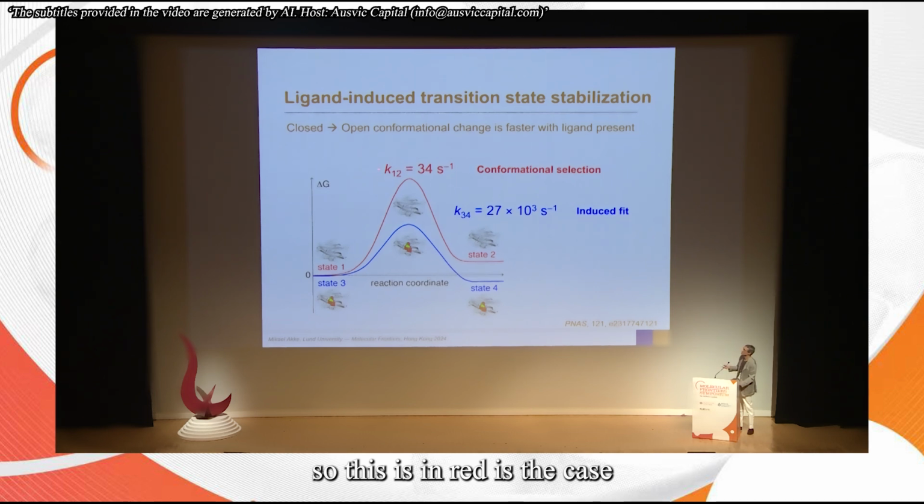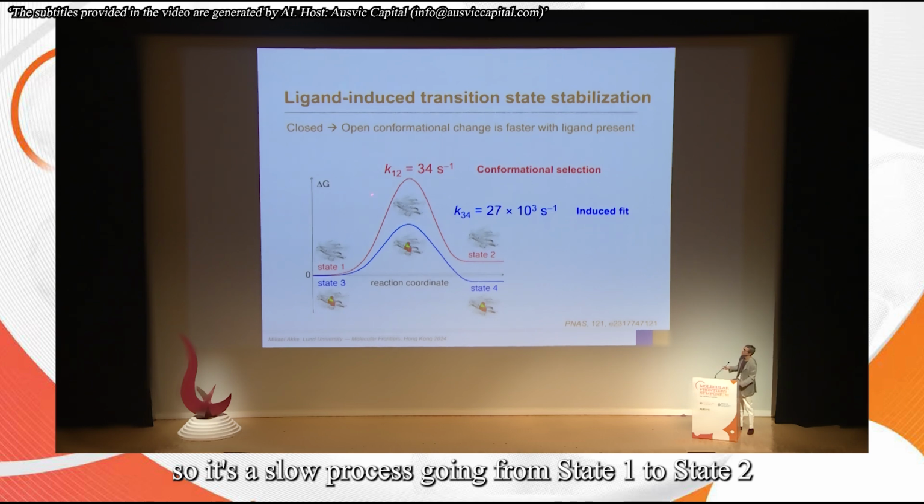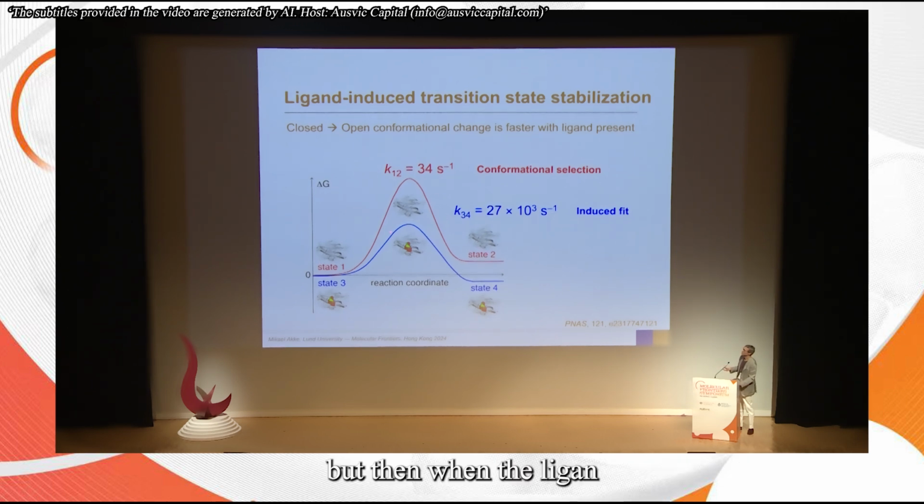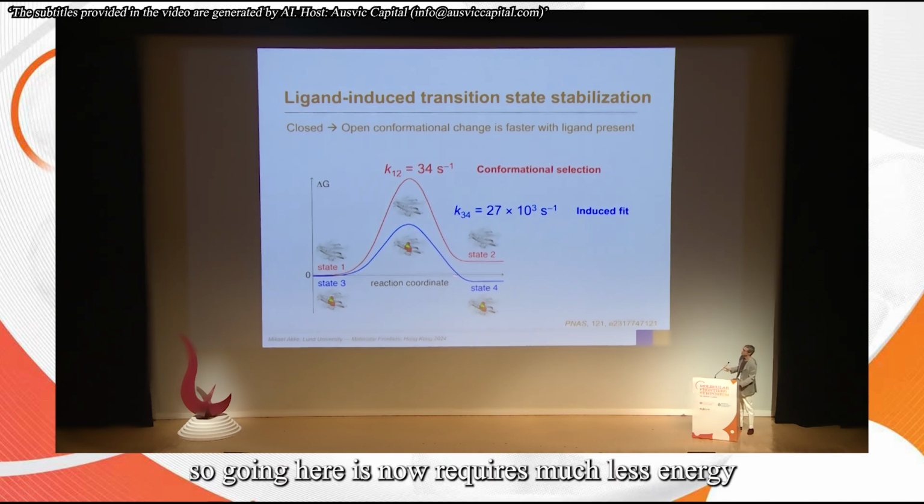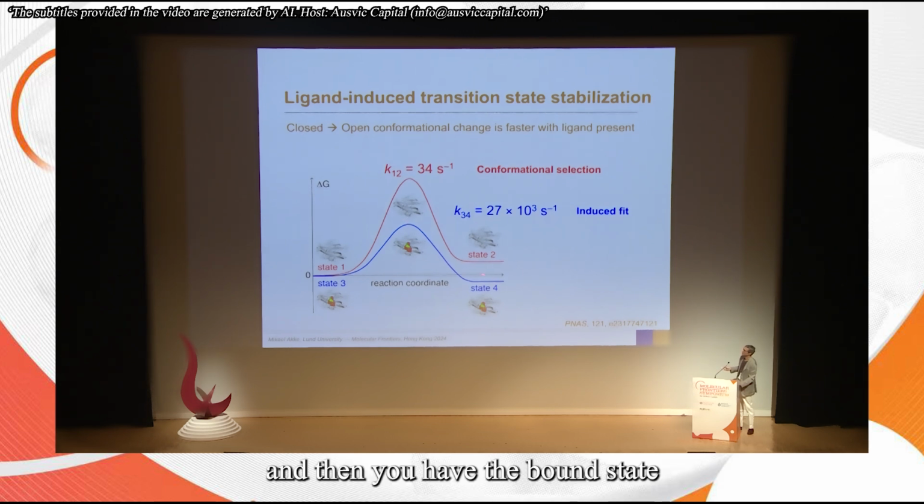So this in red is the case where you don't have any ligand present. You have a high energy state. This is the one that we think binds waters in a pattern that looks like lactose. There's 4% of this guy, and then you have a high barrier, so it's a slow process going from state 1 to state 2. But then when the ligand sits on the binding site without being actually in the binding site, when it's close there, it actually lowers the transition barrier. So going here now requires much less energy. And then you have the bound state here.